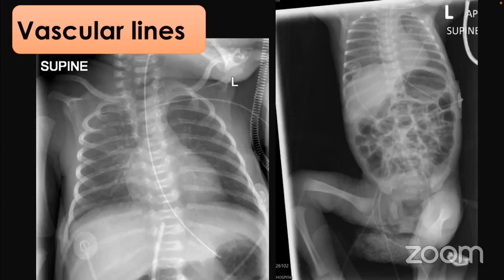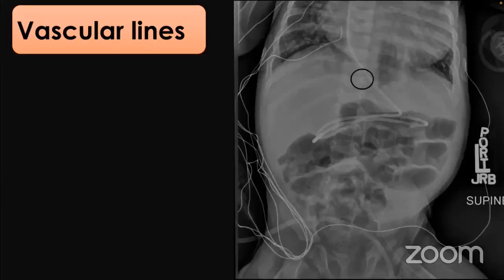The central line is inserted from the left lower limb here, and the black circle is at the level of the tip. The line is going up at the left side of the vertebral column. Should the IVC be on the right side?